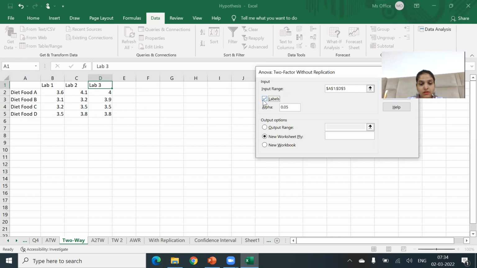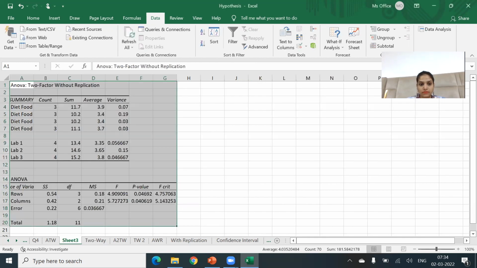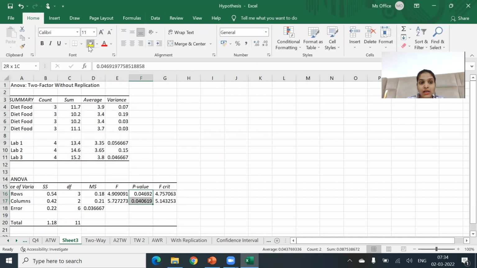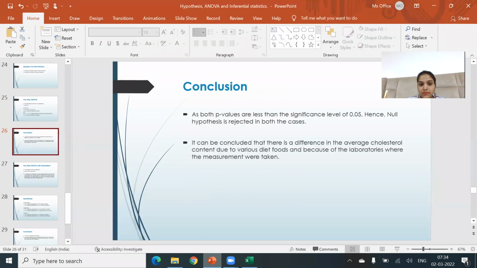Yes, there are labels in the data, alpha, new workbook. Okay. As you can see, both p values are less than my level of significance, which I have taken at 5%. Hence, both my null hypotheses can be rejected. So I can say there is a difference in the average cholesterol content due to various diet foods and because of the laboratories where the measurements were taken.